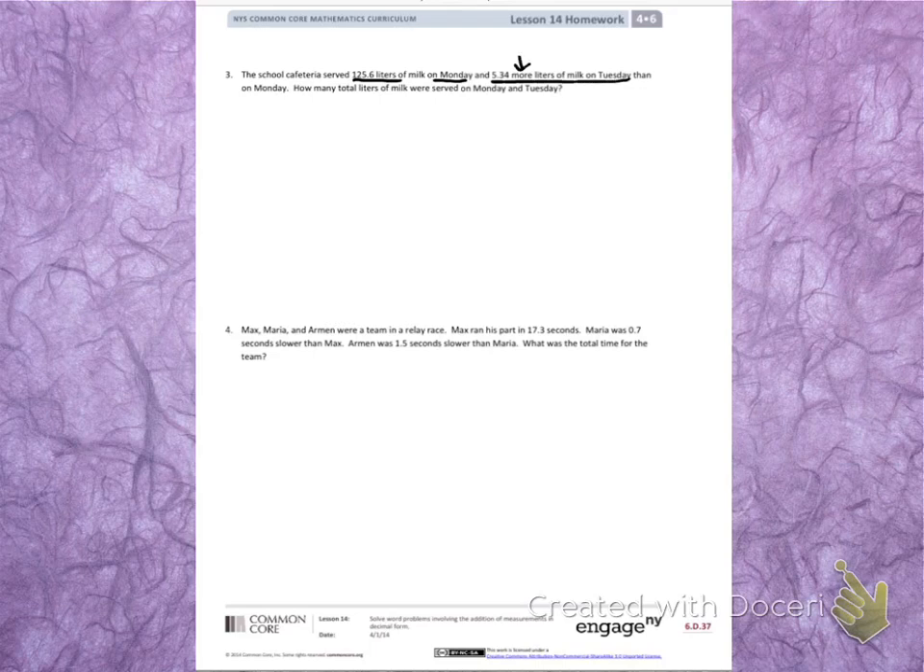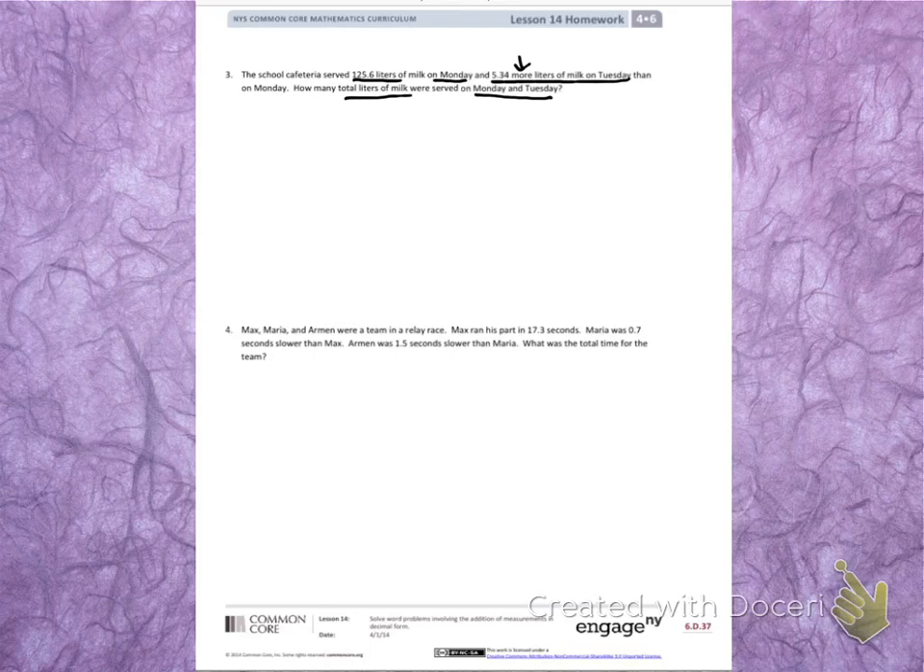The word "more than" is important for us because that doesn't mean they only served 5 3/4. They served 5 3/4 more than Monday. So all of Monday's and 5 3/4 more, and that was on Tuesday. How many total liters of milk were served on Monday and Tuesday? Again, I'm going to let my total be represented as the letter T.